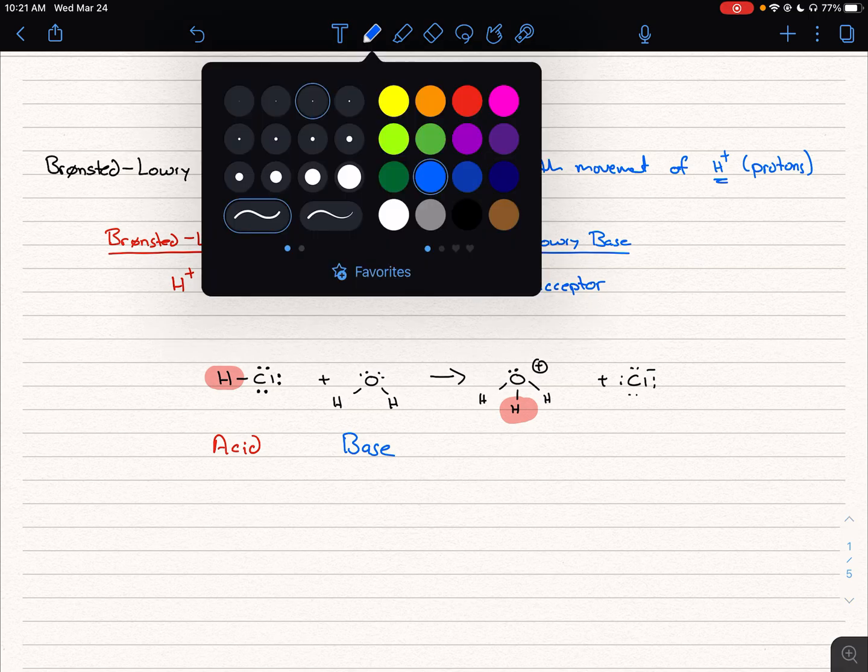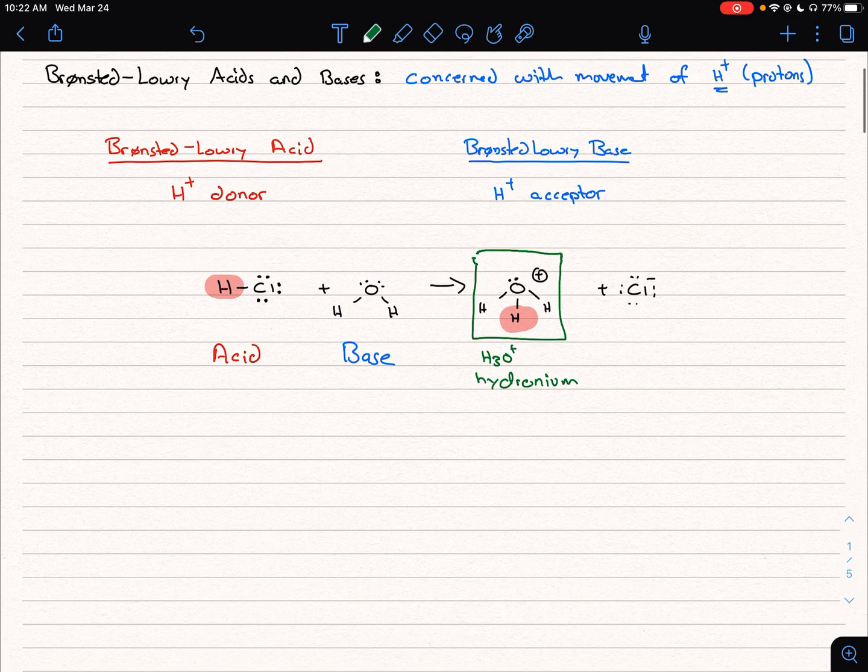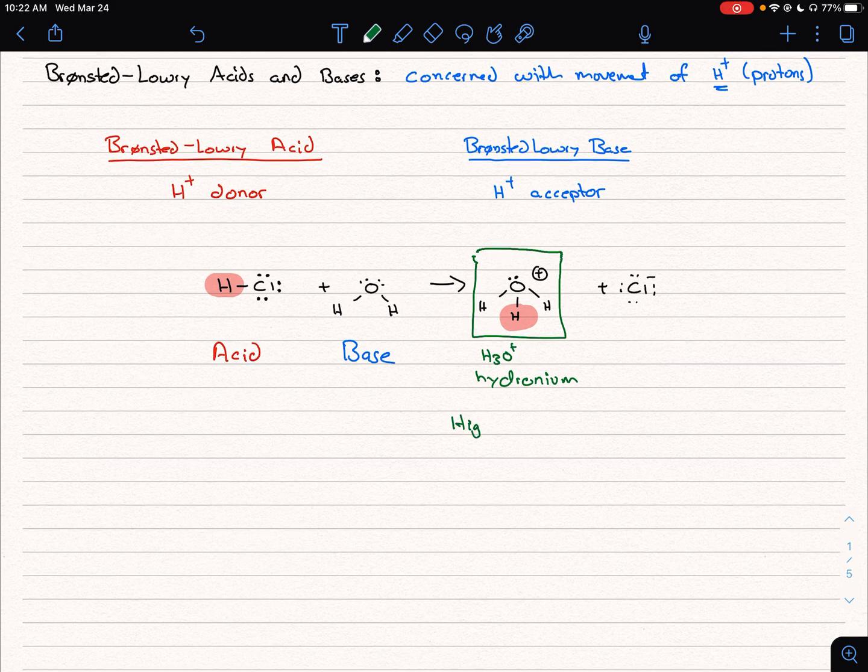It's also important to point out that anytime an acid reacts with water, we're going to form our H3O plus ion, which is the hydronium ion. And as we'll see in the future, the higher the H3O plus concentration, the more hydronium, the more acidic a solution is. And we'll learn about that a little bit more later when we talk about pH. So those are our basic definitions of Bronsted-Lowry acids and bases.